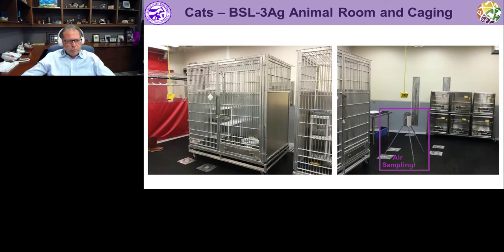These are the animal rooms. These are BSL-3 Ag animal rooms, and we keep the animals in these cages, 4 cats per cage, 3 principal and 1 sentinel animal. We also do a lot of environmental studies, as shown here with an air sample on the right. And in order to handle cats, we also house them in single cages before we sample them and bleed them, as also seen here on the right.